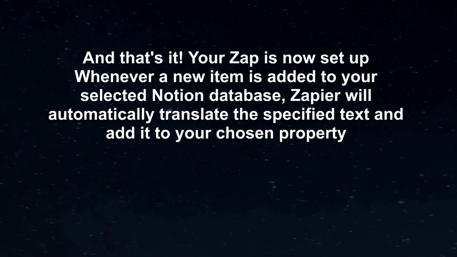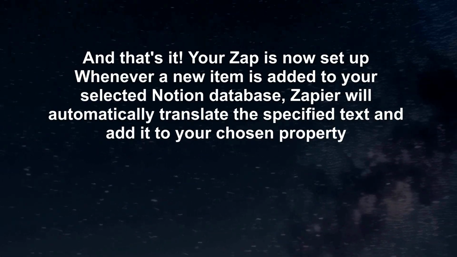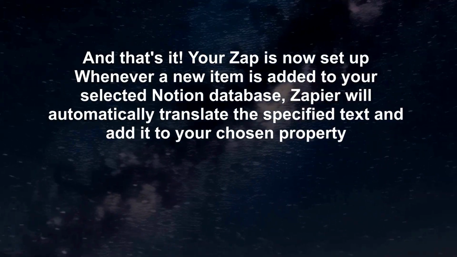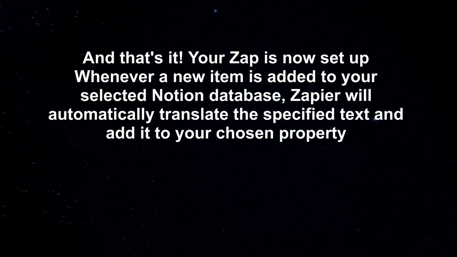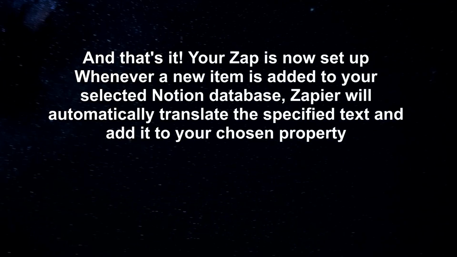And that's it. Your Zap is now set up. Whenever a new item is added to your selected Notion database, Zapier will automatically translate the specified text and add it to your chosen property.